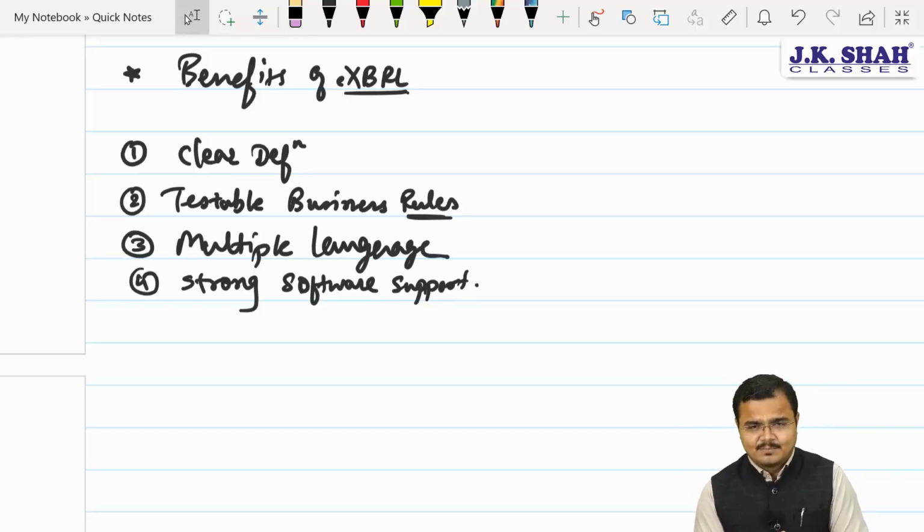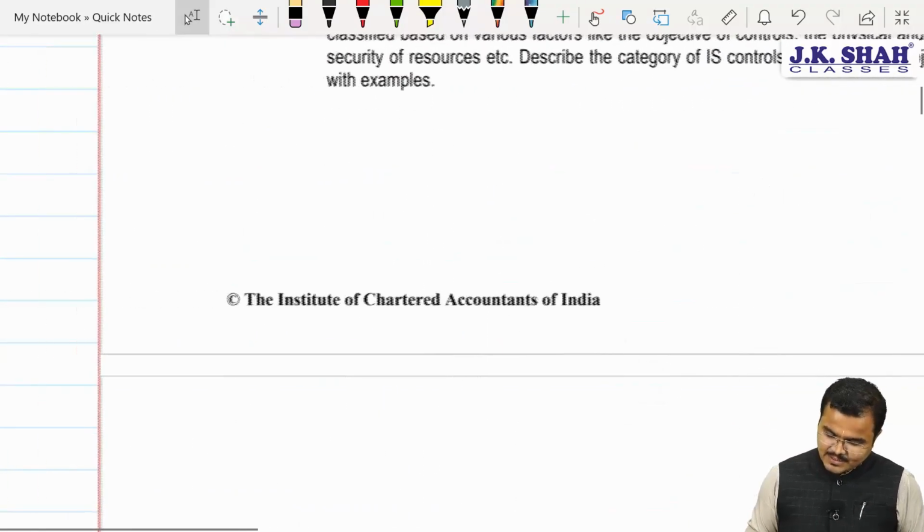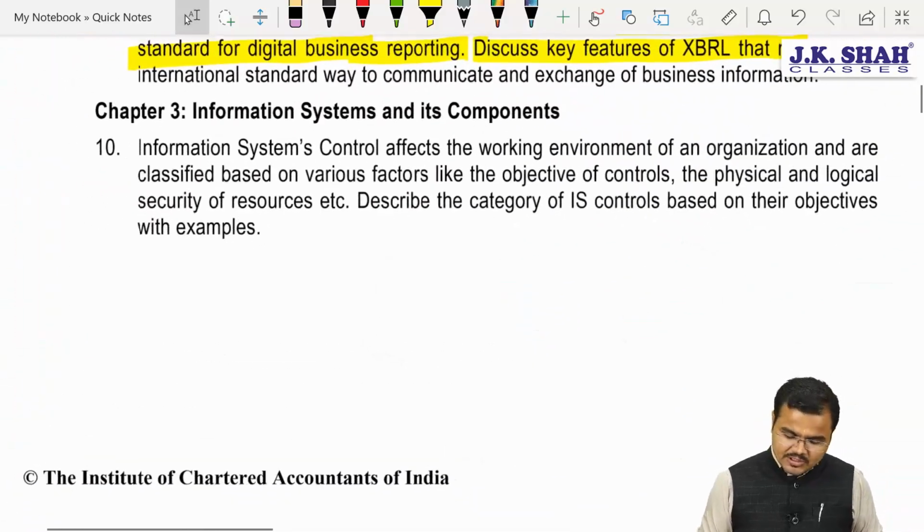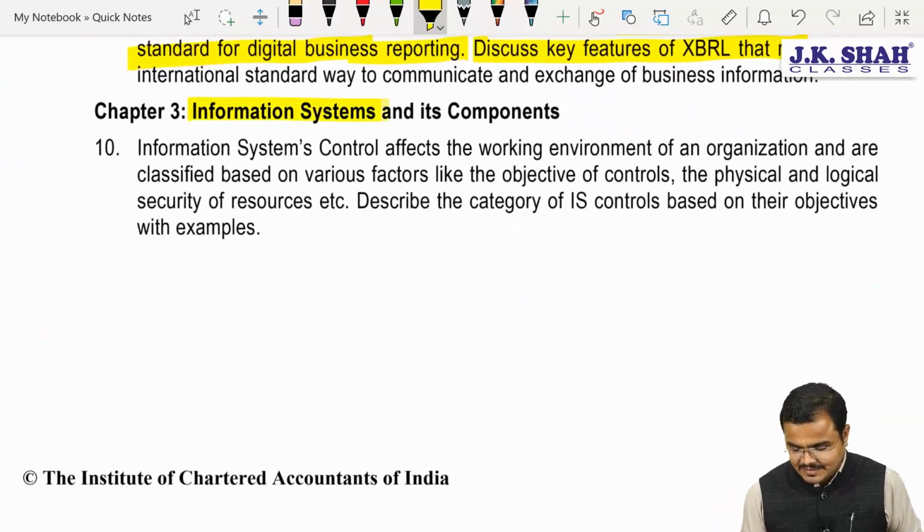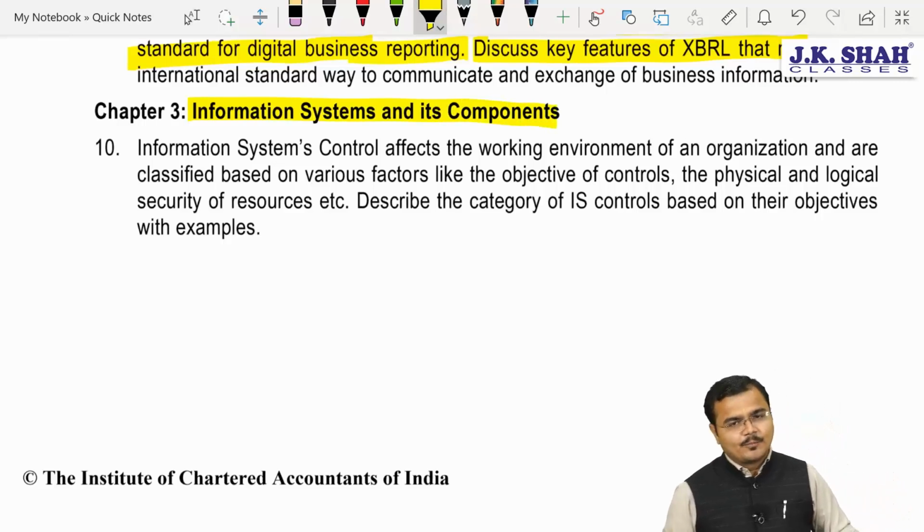So my dear chartered, after clearing chapter number 2, we'll move towards the next chapter. Chapter number 3 chartered. Please concentrate. Oh sir, we had already reached the third chapter now. Yes chartered. Chapter number 3, information system and its component.